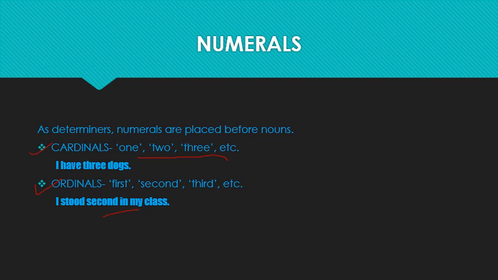So in this video we talked about quantifiers, which is clear to you, then distributives, that is also clear to you, and then numerals. So I hope this topic is clear. Determiners we have finished. We have done articles, possessives, interrogatives, demonstratives, and in this video we have talked about quantifiers, numerals, and distributives. So all the 7 types of determiners are finished. So this is it.